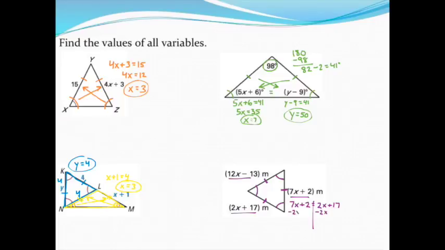So subtract 2x from both sides. I'm left with 5x. I'm going to subtract 2 as well to get my constant separated. So if 5x equals 15, that means x must equal 3. A great way to check your work would be to plug that 3 back in for x and see that all sides do come out to be the same thing.